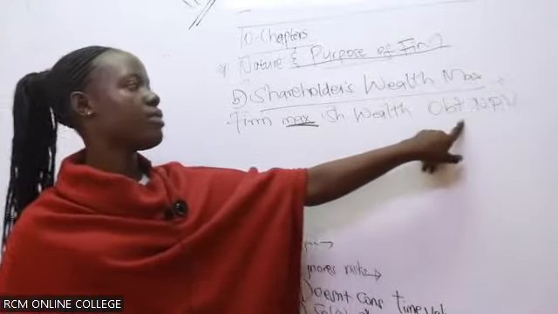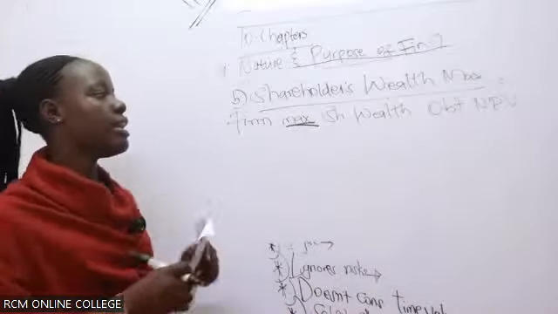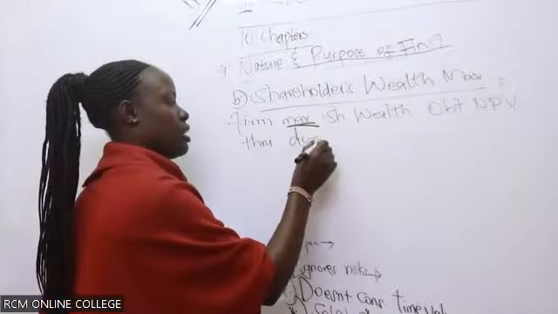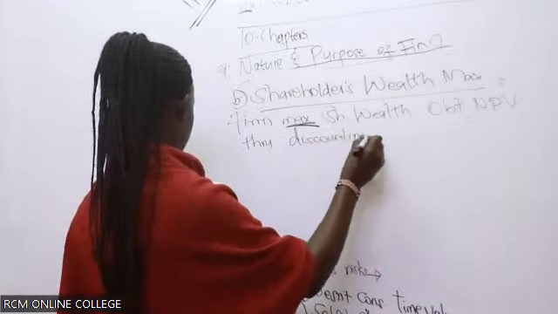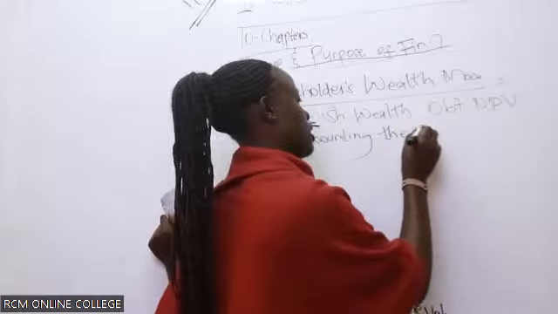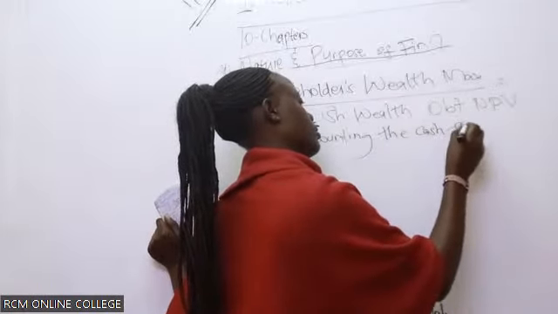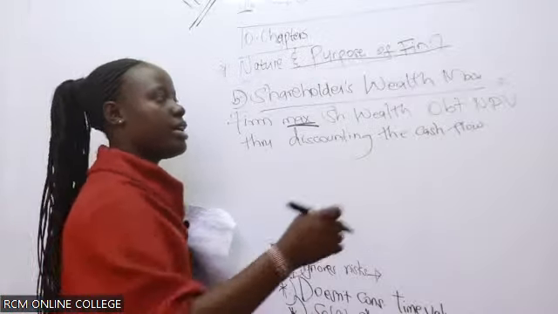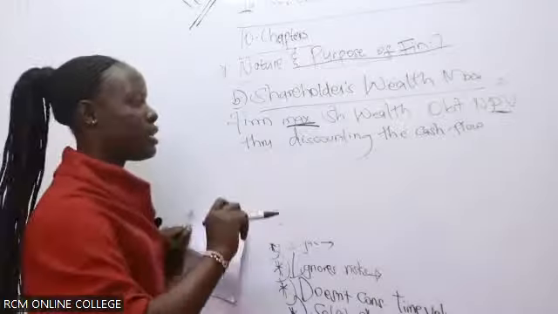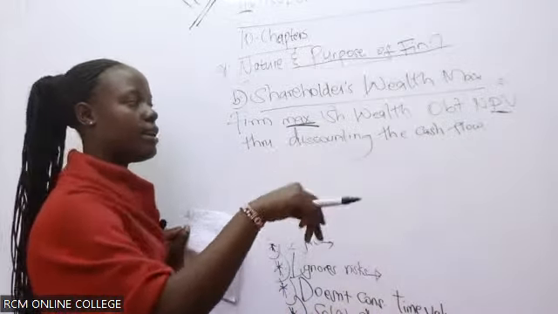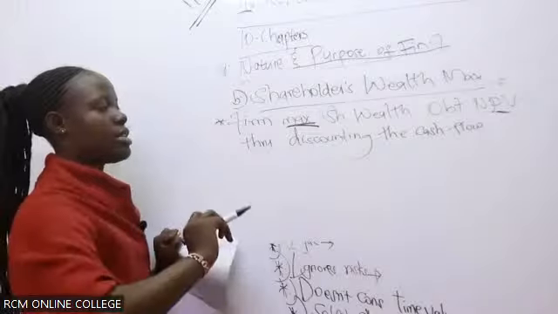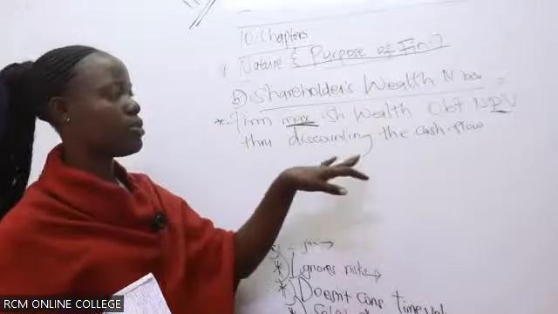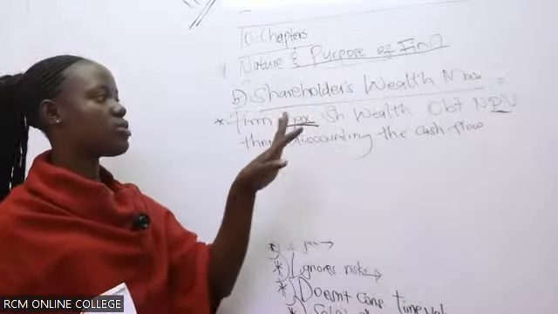And the firm will obtain the net present value only through discounting the cash flows. So it's a process where a firm maximizes the shareholders' wealth by obtaining the net present value, which is obtained through discounting the cash flows of the firm. That is shareholders' wealth maximization.